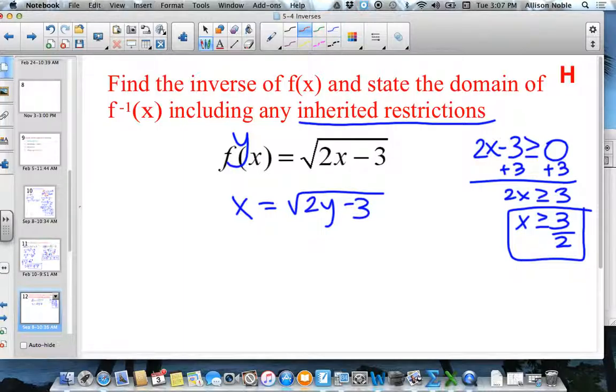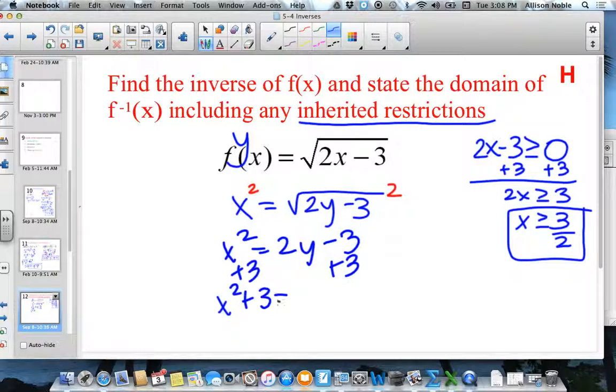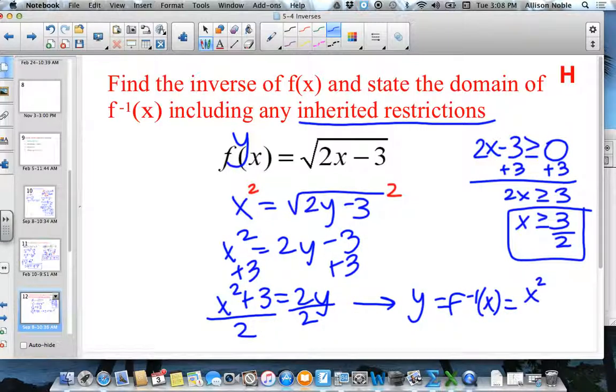Then to get rid of the square root, I would square both sides, which would give me x squared is equal to 2y minus 3. Add 3. x squared plus 3 equals 2y. Divide by 2. So y, or f negative 1 of x, is equal to x squared plus 3 all over 2. With the domain restriction, x has to be greater than or equal to 3/2.